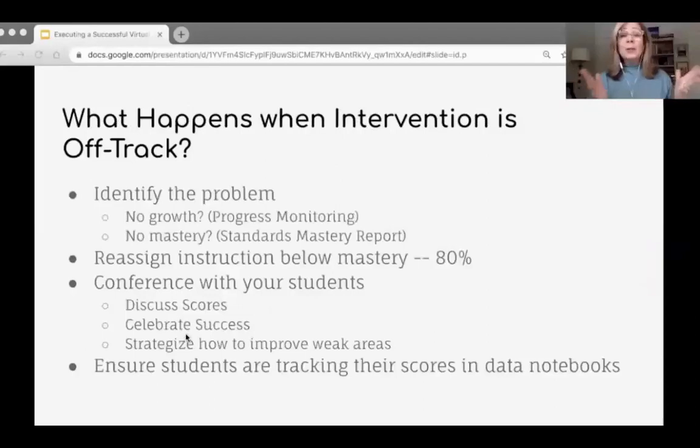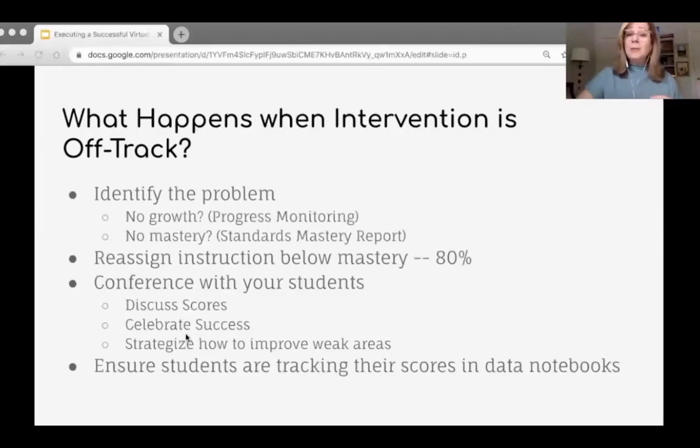So what are some of the right decisions? What if the intervention, for example, is off track? What instructional changes should be made? So you may be seeing that the student is not growing. That would be evident in your progress monitoring results. Skill mastery is not being achieved, as you would see in your standards mastery report. So what now? You want to analyze that mastery, right?